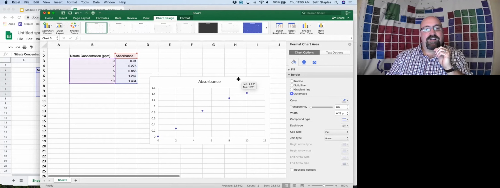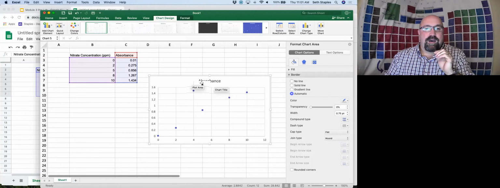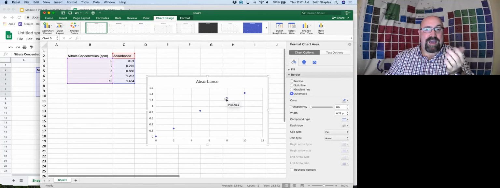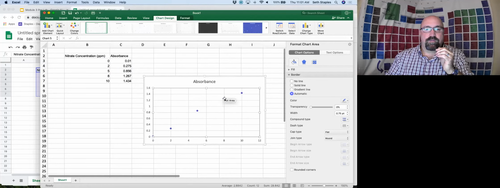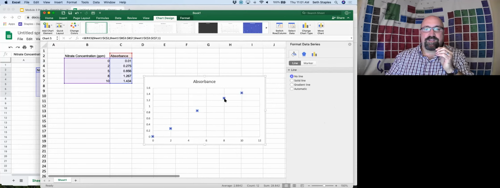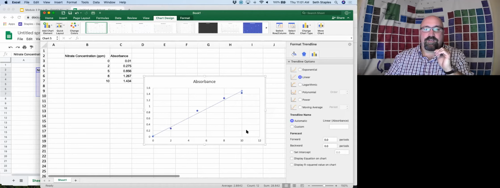And you can see that Excel just doesn't give you as many options to start out with. And so we're going to have to add our axis labels and things like that so we can have our proper graph. But I'm first going to select my actual graph. I'm going to right click, add trend line. So there's my trend line. I'm going to display my equation on the chart and display my R squared value.